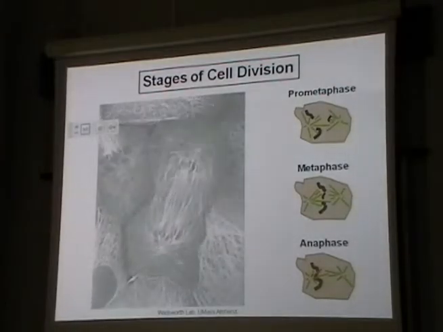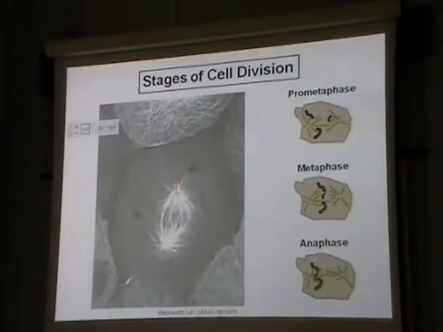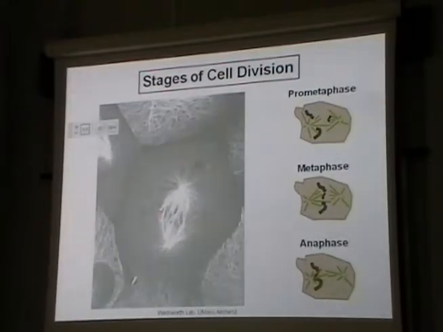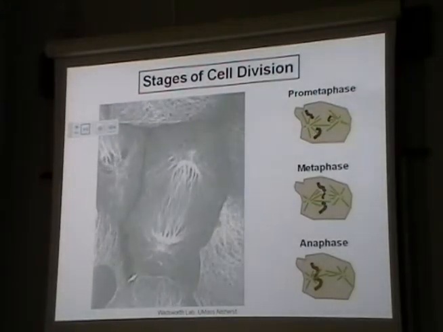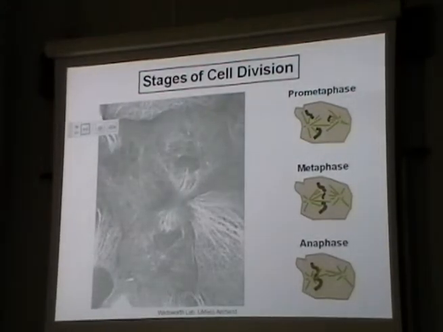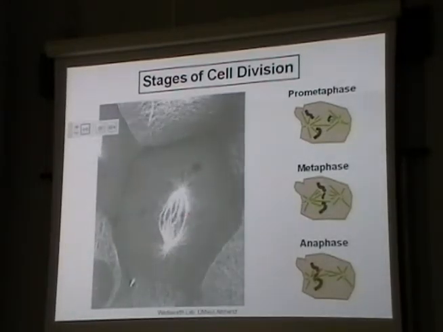So this whole structure, the spindle itself, in this particular spindle, is around 20 microns. And the whole movie will be of order half an hour or so. Okay. So that's very cool.